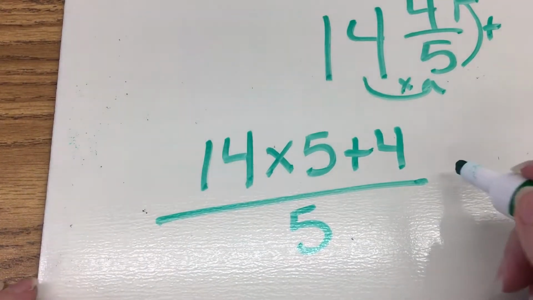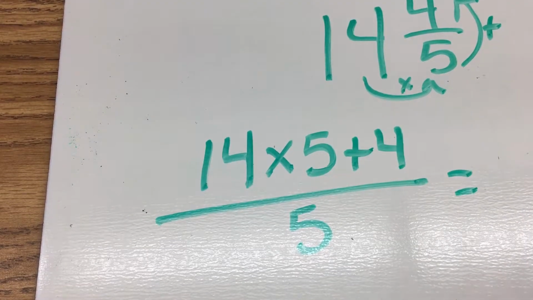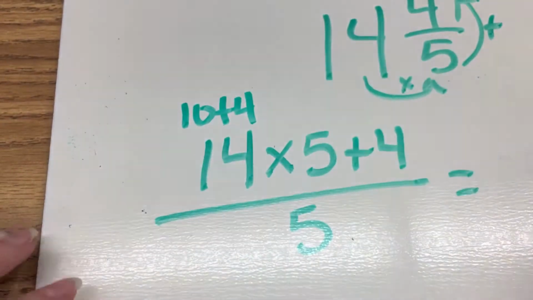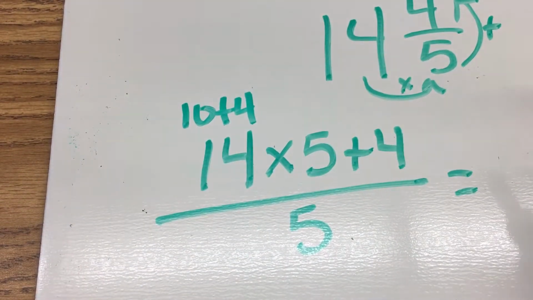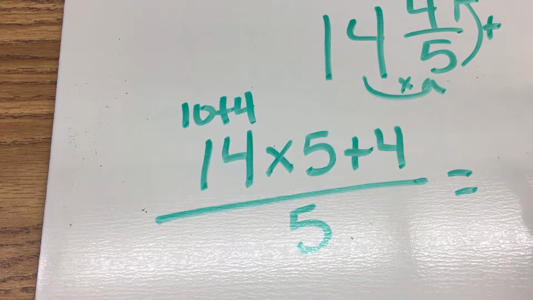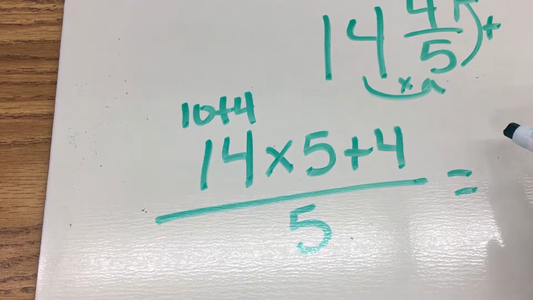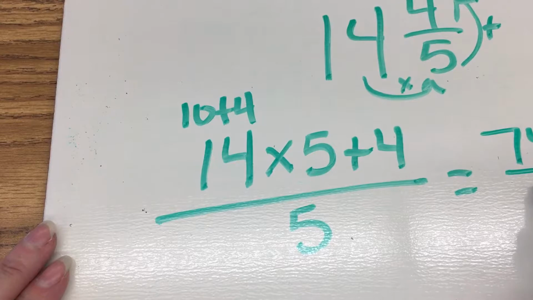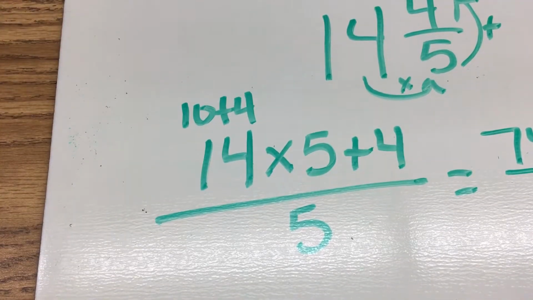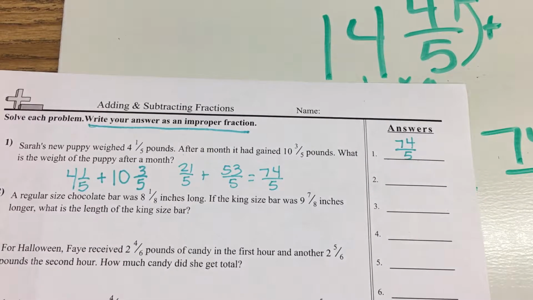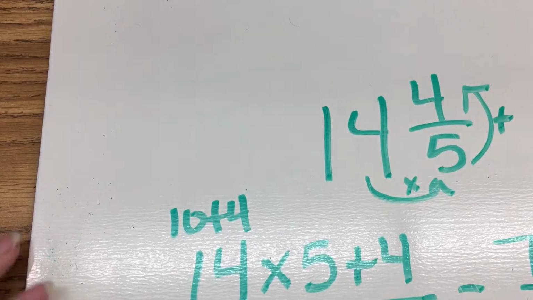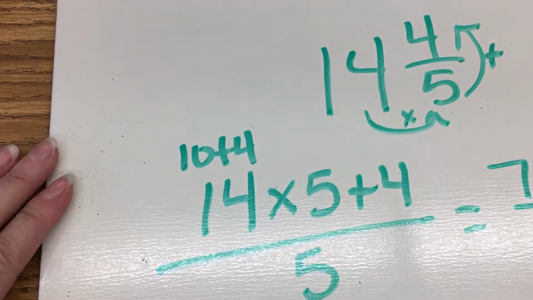Well, maybe I don't know my multiplication facts all the way to 14, but that's okay because I can figure it out, because 14 is the same as 10 plus 4. So I know that 5 times 10 is 50, and 5 times 4 is 20, and 50 plus 20 is 70, and then I'm going to add 4 more. So I get 74/5, which is what we got when we added the improper fractions. Either way is fine. Students actually should know both ways. We've been working on this.